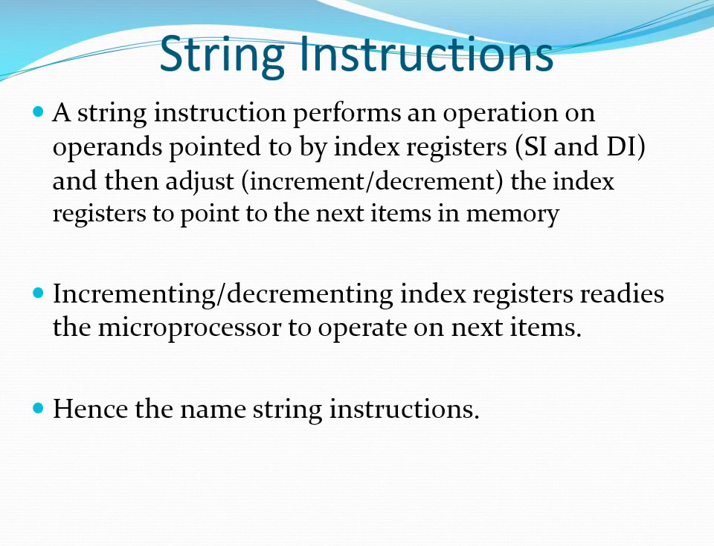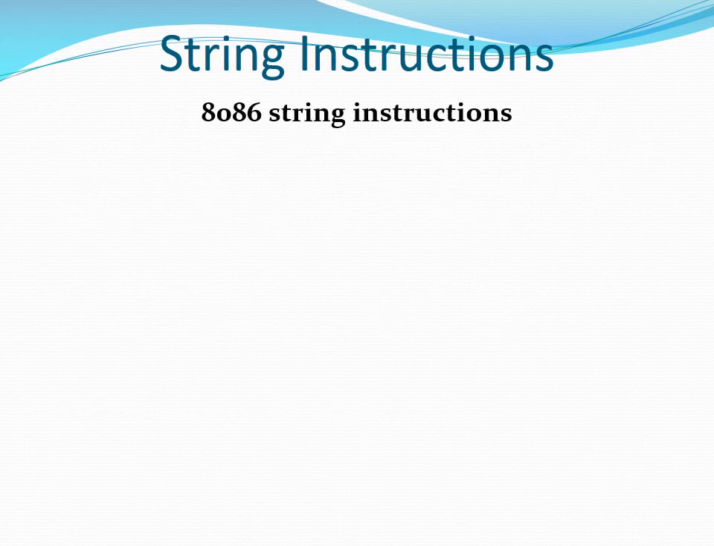A string instruction performs an operation on operands pointed to by the index registers SI and DI, and then increments or decrements the index registers so that they point to the next items in memory. Incrementing or decrementing the index registers readies the microprocessor to operate on the next items in memory. This is the reason why we call them string instructions. Let's look at the 8086 string instructions.